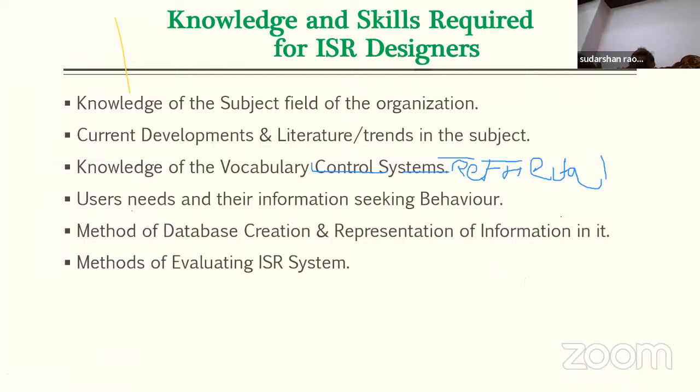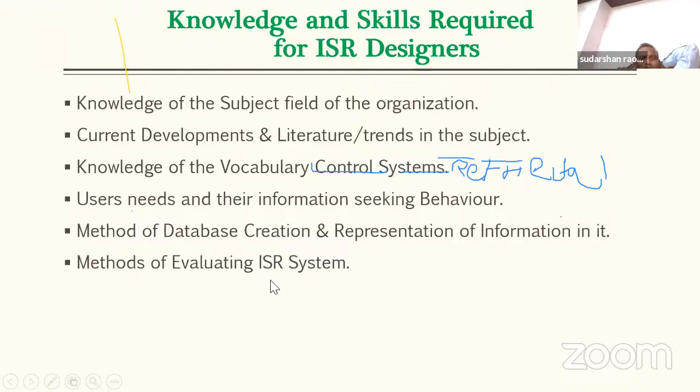What happens? You have a library, you got the books, they are at some place in the racks and shelves. About the books you have the catalog, the catalog cards are there, isn't it? So representation about the books is there in the catalog. So that's how now we represent the documents in the database, and you should really know how to create a database.